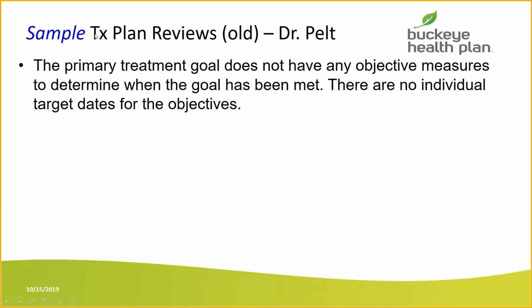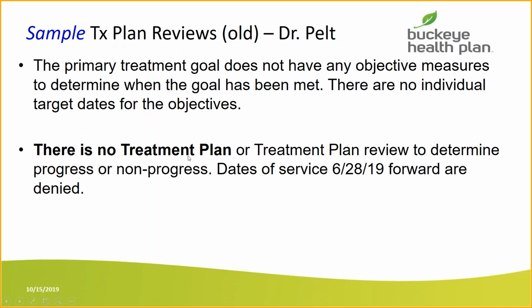So now when I look at treatment plan reviews, here are the deficits. I'm going to show you the deficits. You've probably already seen some of the language that I used on the deficits. The primary treatment goal does not have any objective measures. I can't tell when the goal has been met. There's no individual target dates for the objectives, okay? There's no treatment plan. Now, this is an old one. I don't see this much anymore.